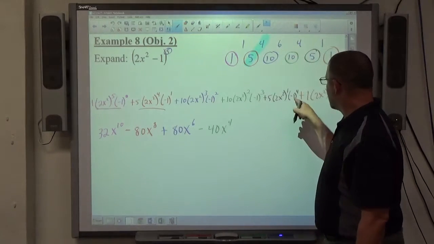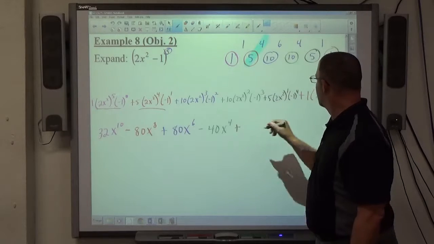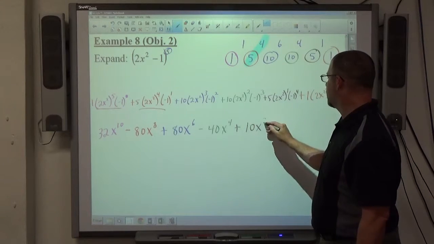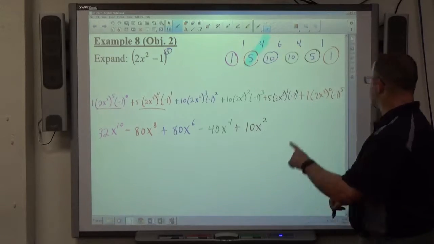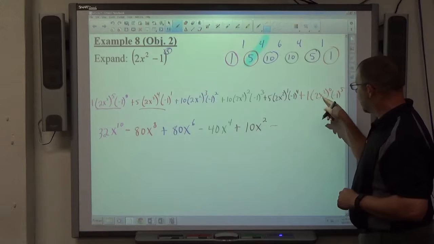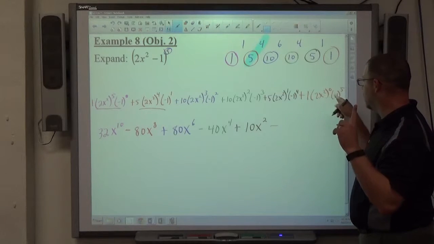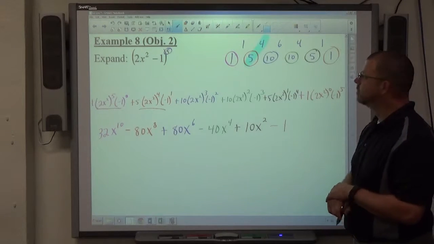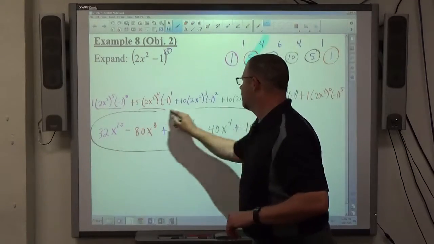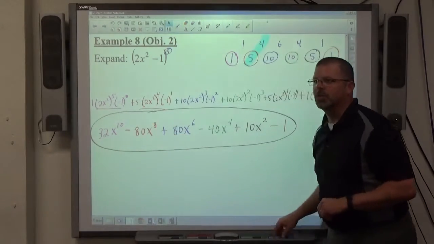Next term, negative 1 to the 4th is going to be positive. 2 to the 1st is 2 times 5 is 10. X squared to the 1st is just x squared. And then finally, negative 1 to the 5th is negative. 2x squared to the 0 is 1, times 1 times 1 just makes 1. So that would be my product of those 5 binomials.